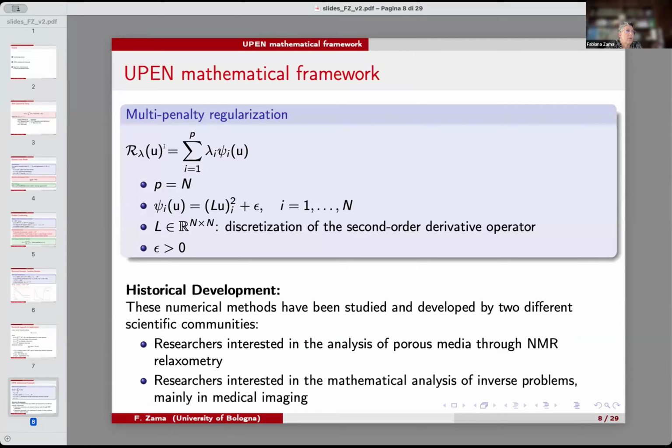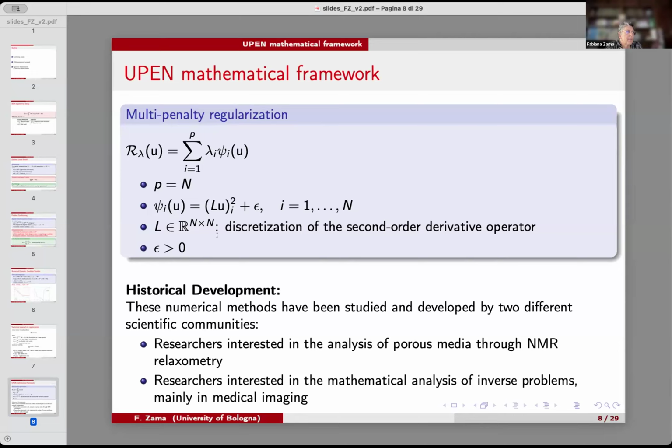regularization functional as a linear combination of regularization functions, where we assume that we have the local contribution of the discretization of the second order derivative operator, which means in one dimension it's the second derivative, in two dimensions it will be a Laplacian operator, and so on, plus an epsilon. This is a value that allows us to avoid zero terms, but it is an important term at the end.